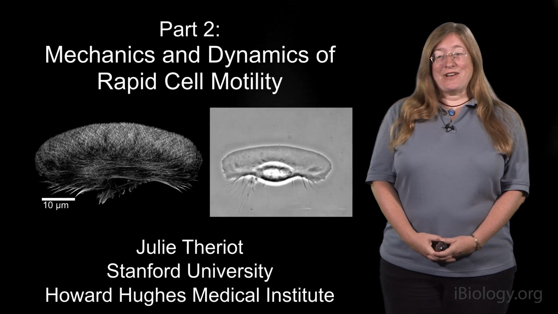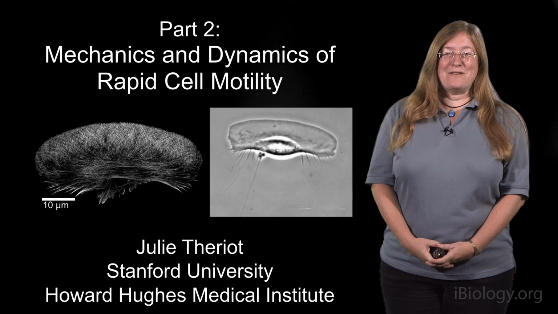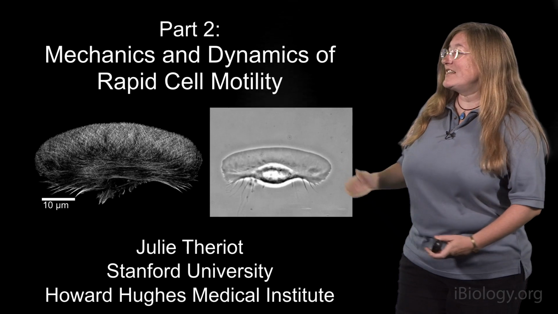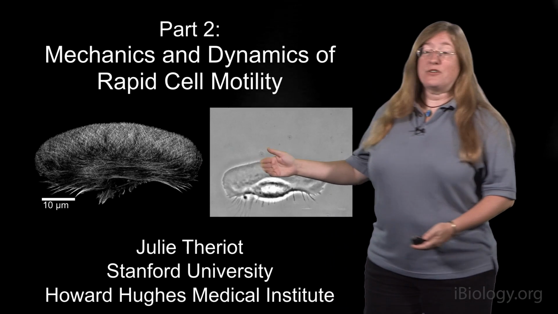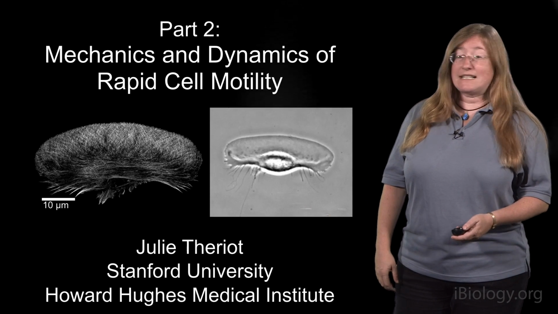And for the second part of my iBio Seminars presentation today, I'd like to delve into the details of the mechanics and dynamics of rapid cell motility. Now, to get us started here, we see two images of a particular kind of very rapidly moving cell that comes from the skin of fish called a keratocyte.